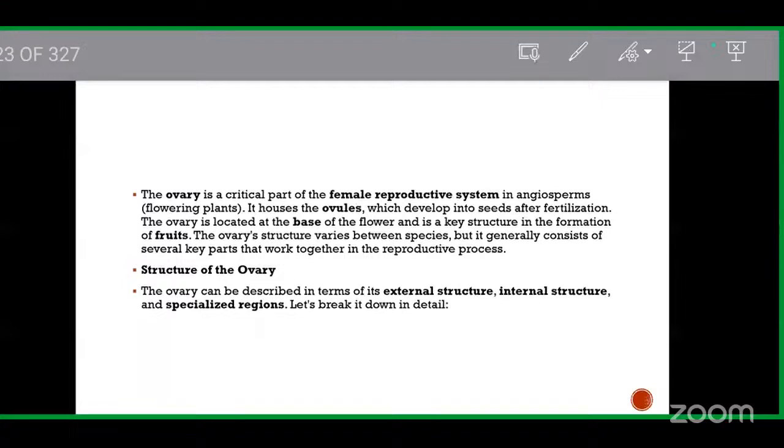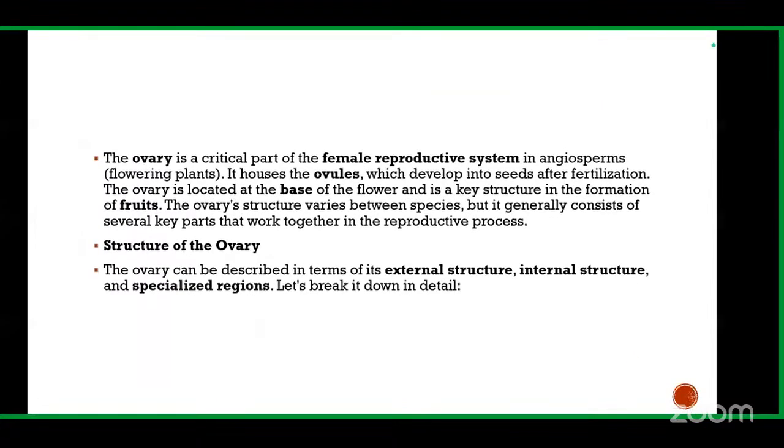So now we'll discuss the ovary. The ovary is a critical part of the female reproductive system in angiosperms, flowering plants, and it houses the ovules. Within the ovary, you will find the ovules, which develop into seeds after fertilization.